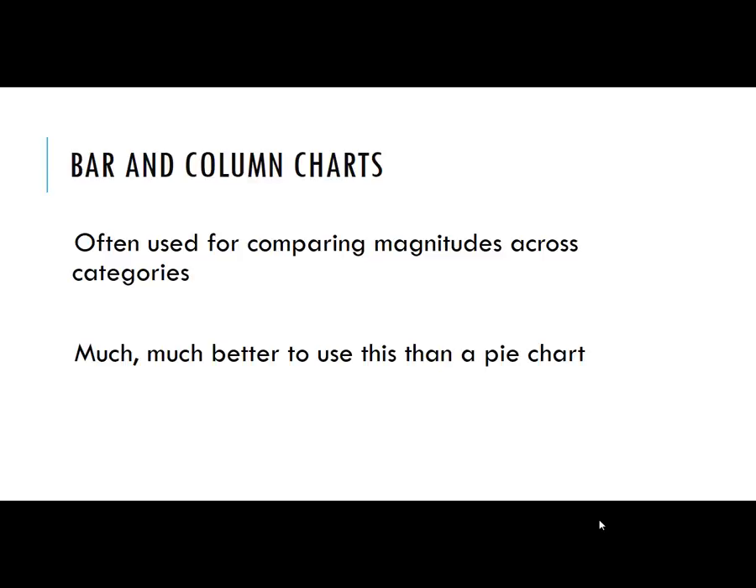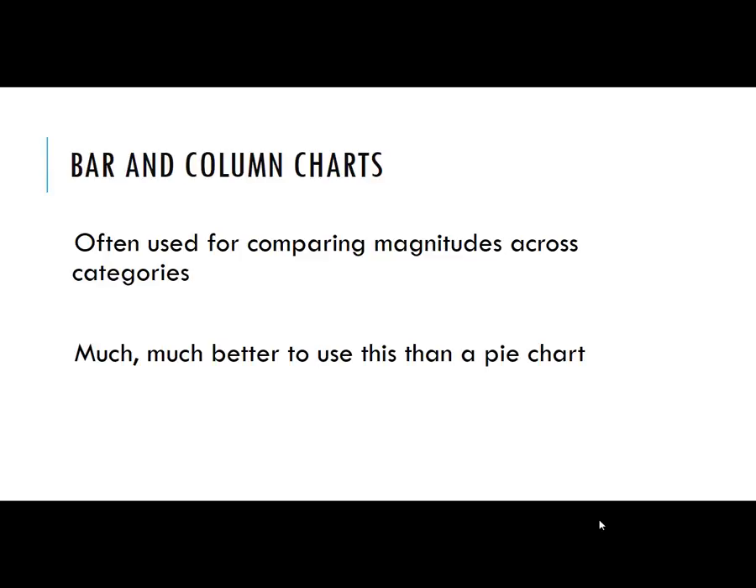Okay, so the last kind of chart that I want to talk about for Unit 2 is bar and column charts. We already saw the column chart with the histogram and also with the pivot chart that we created. Bar charts are similar, except they are horizontal instead of vertical. And they're very, very useful for comparing magnitudes across categories. They're much, much better to use than a pie chart, which people often use to compare against categories.